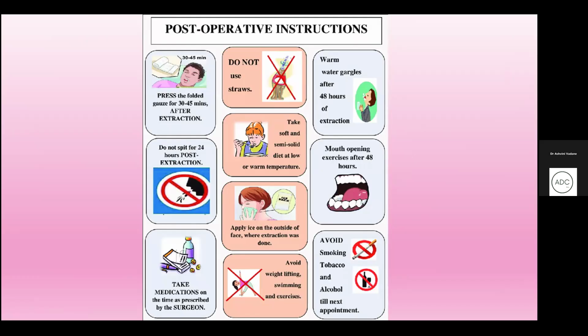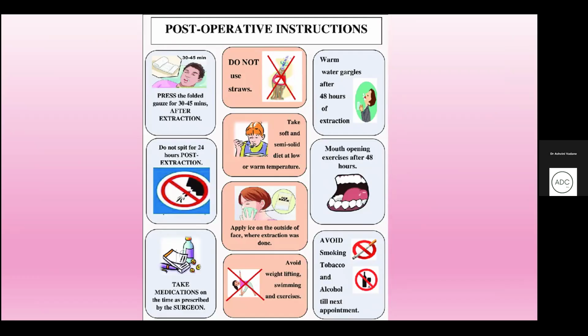So first and foremost, the post-operative instruction is to hold that betadine gauze piece for 30 to 45 minutes at the proper place, and to apply pressure over that extraction socket. We tell the patient this to avoid dislodgement of the clot which is going to form there. Then second, do not spit for 24 hours post extraction. It is very important, otherwise there will be dislodgement of the clot.